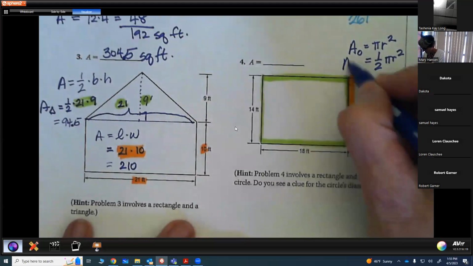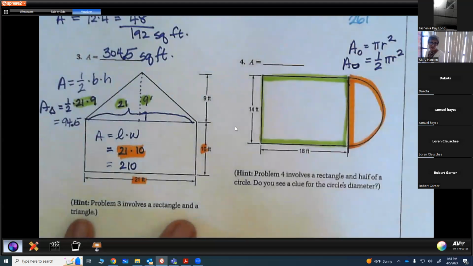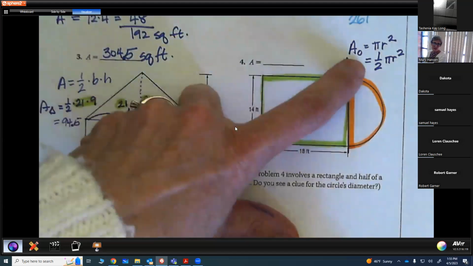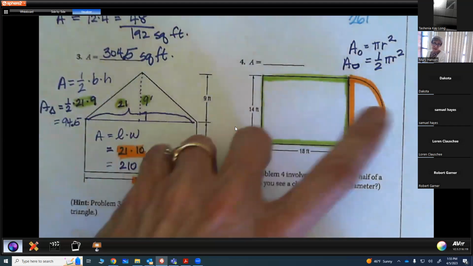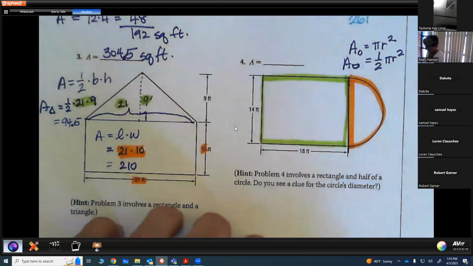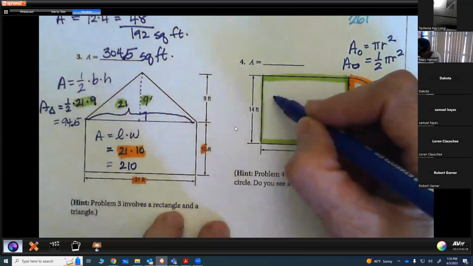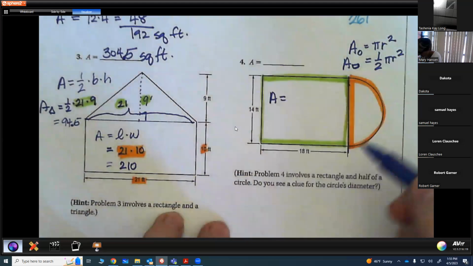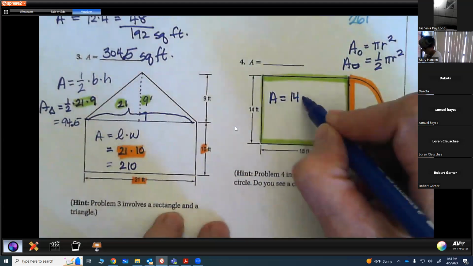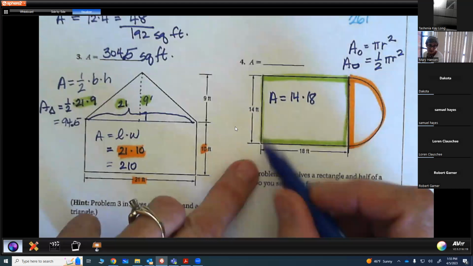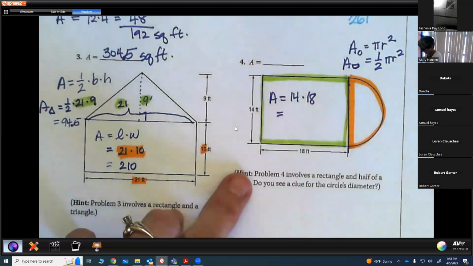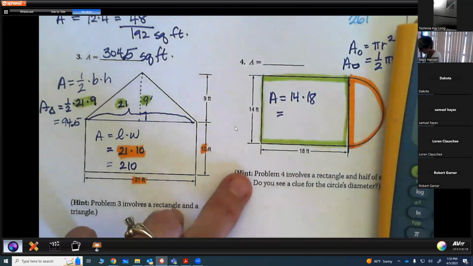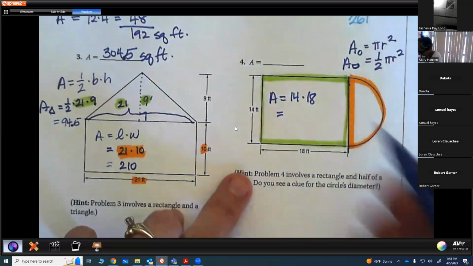So if I draw a half circle, the area of the circle is pi r squared. Area of the half circle, we just take pi r squared and basically we're going to divide it by 2. Okay. So if we go to our rectangle, that one's not too bad. The dimensions are right there for us, 14, 18. So that's a pretty quick and easy calculation for us. 252.